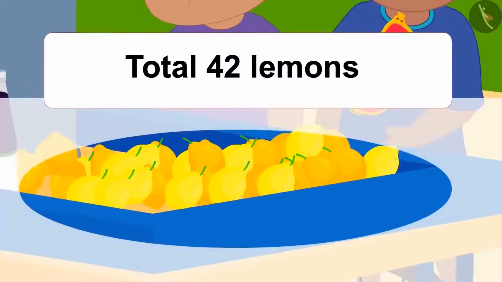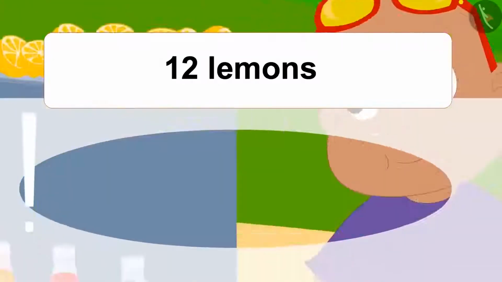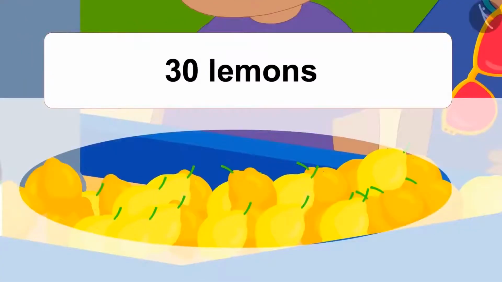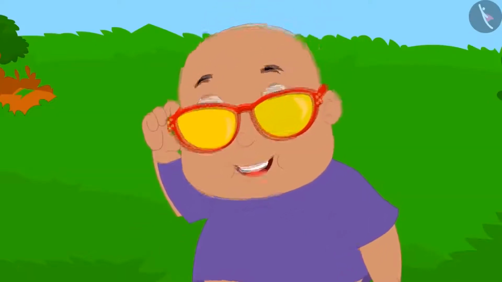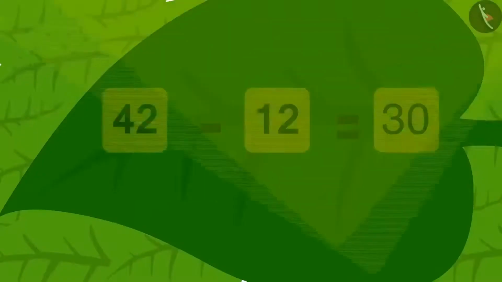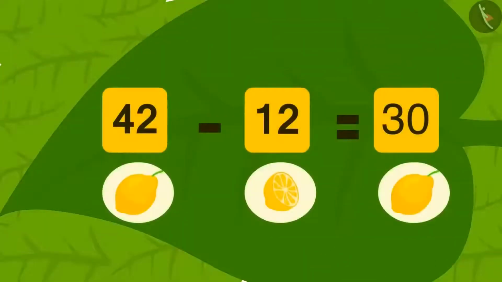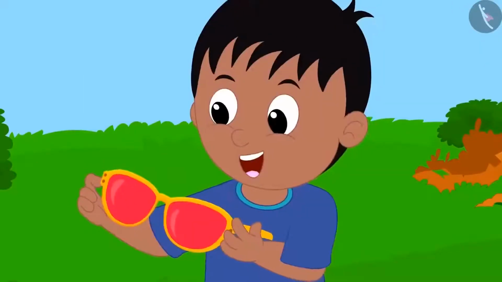There were a total of 42 lemons, out of which Babban used 12 lemons. Now Babban has a total of 30 lemons left. This time first, Bablu looked at Babban's stall with his glasses, and he saw such a subtraction. Out of 42 lemons, 12 used lemons were subtracted, which leaves him with 30 lemons.